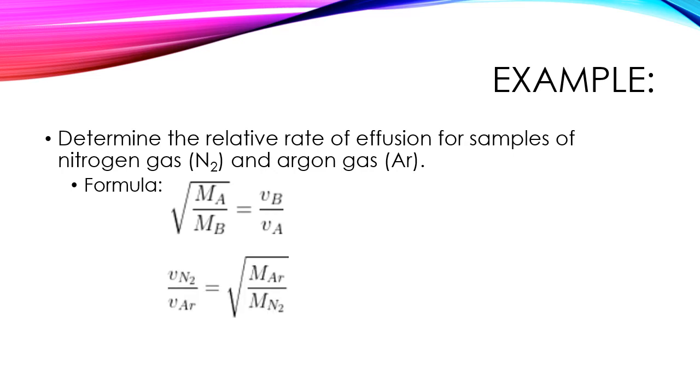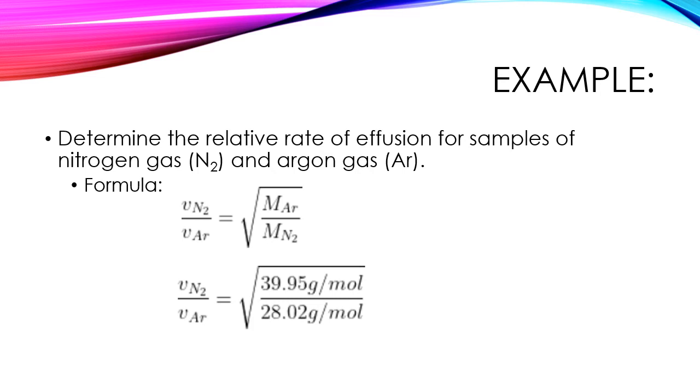So I've decided I want the smaller gas to be on top in the ratio, because then I'll have it written as the smaller gas is a certain number of times faster than the bigger gas. So I'm going to set up the velocity side as the speed of nitrogen gas divided by the speed of argon gas is equal to the square root of the molar mass of argon divided by the molar mass of nitrogen.